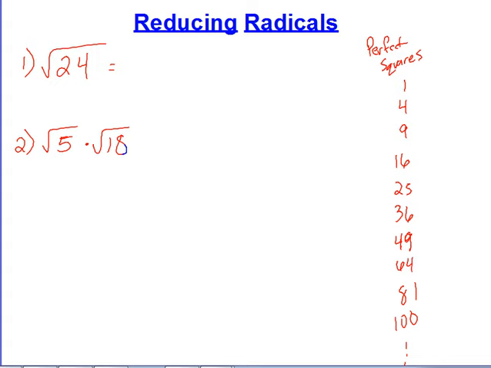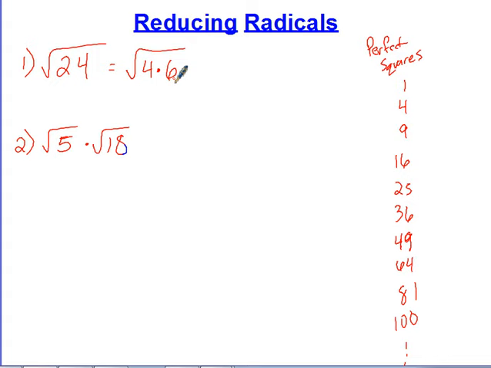So what I'm looking for is factors of 24, right? So two numbers that multiply to give me 24, but one of them has to be a perfect square. So 2 times 12, is that 24? Yeah. But does that help me? Why not? Neither one of those is a perfect square, so give me another one. So 4 times 6. So 24. Does everybody agree that 24 is the same thing as 4 times 6? Which one of those is a perfect square?